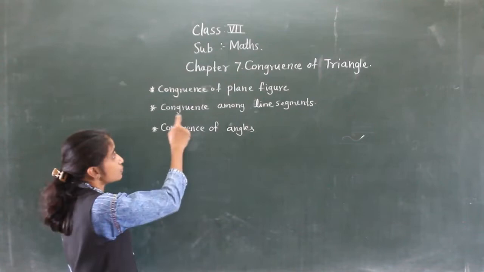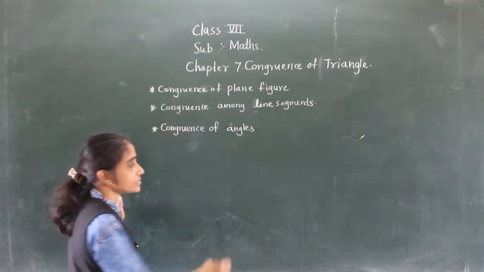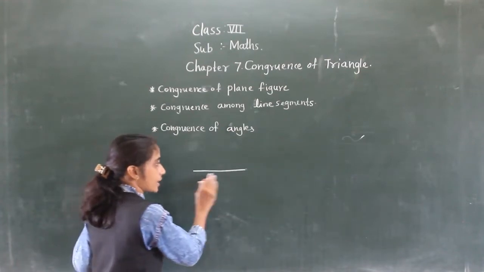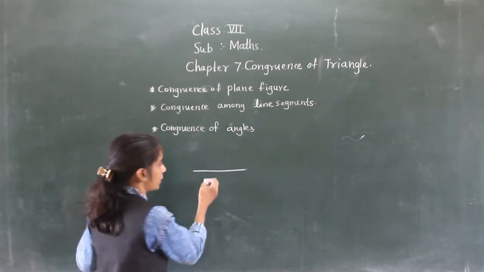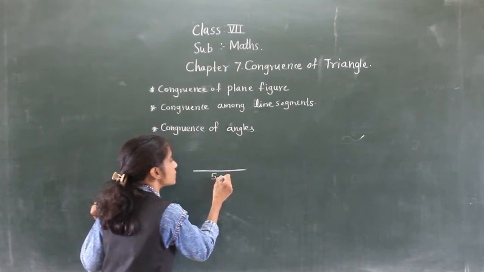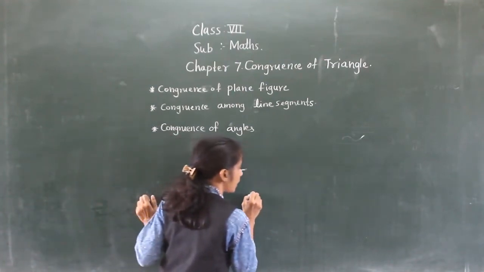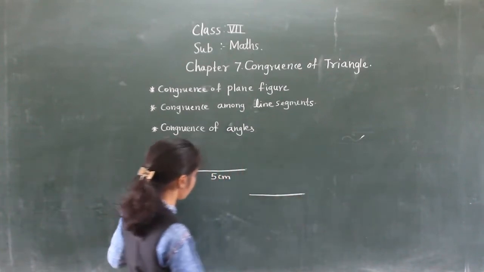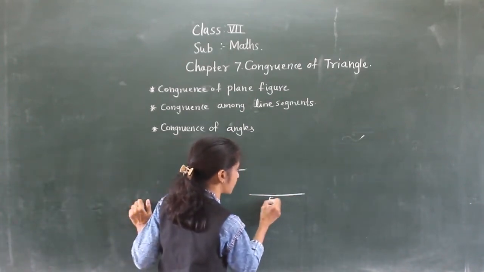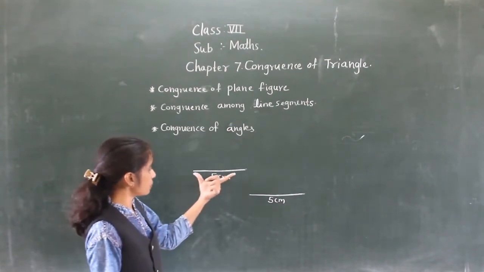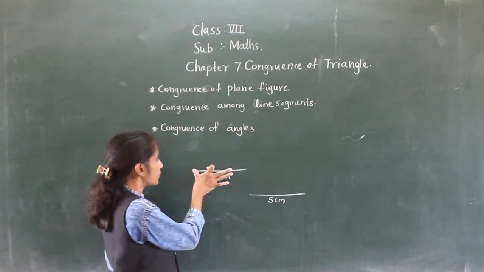Now what is the next point? Congruence among line segments. Suppose I draw one line segment. This line segment I have drawn. What is the length of this line segment? Suppose I have drawn 5 cm, and the same length I have drawn here. Suppose this is also 5 cm. I have not measured this, I am just explaining to you.